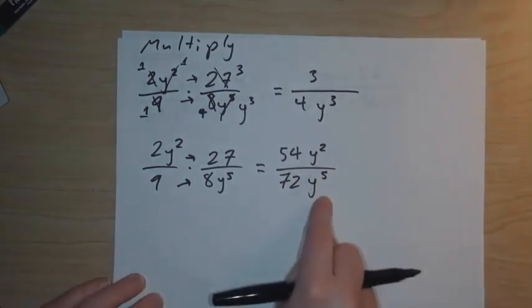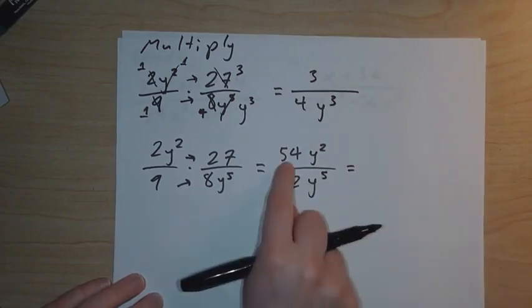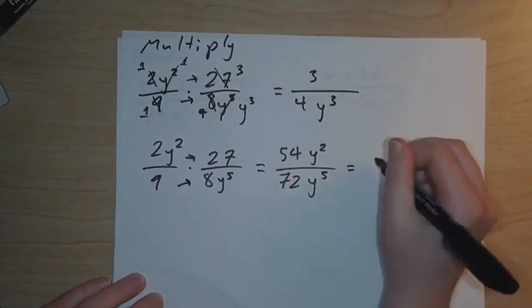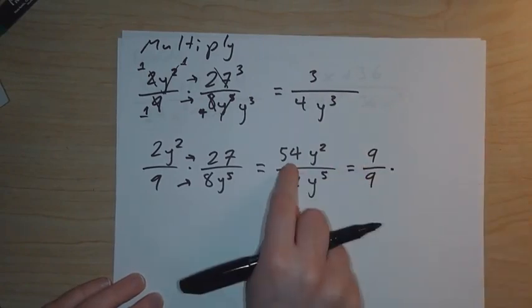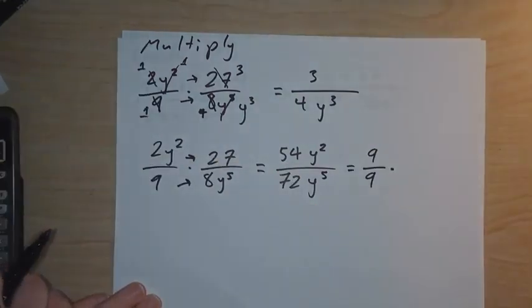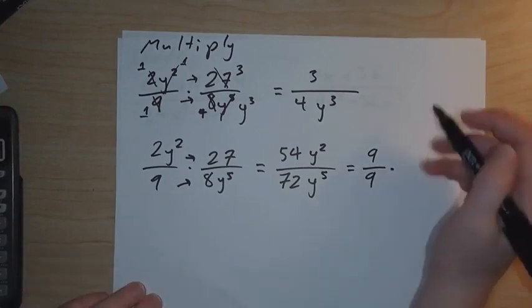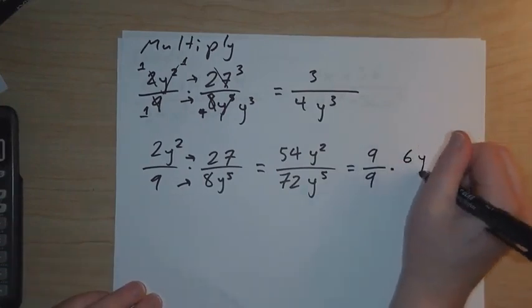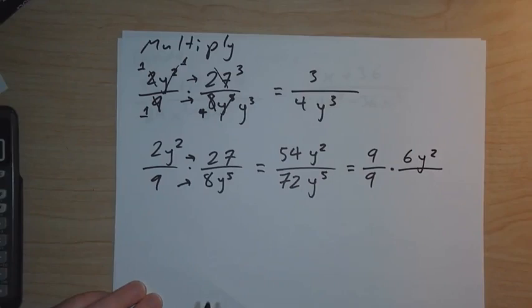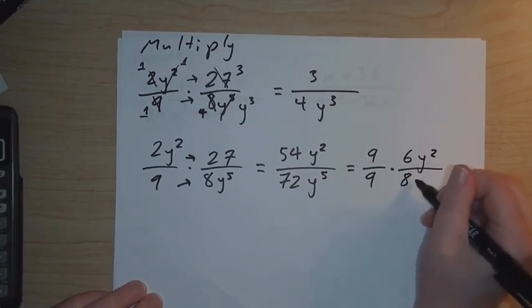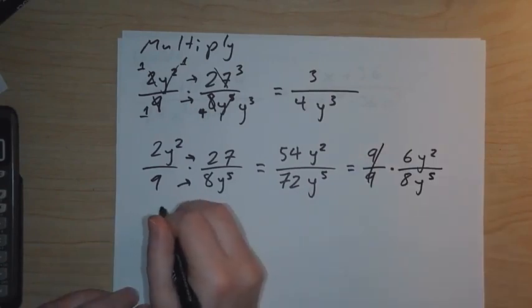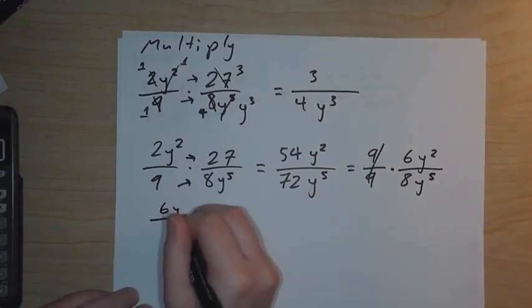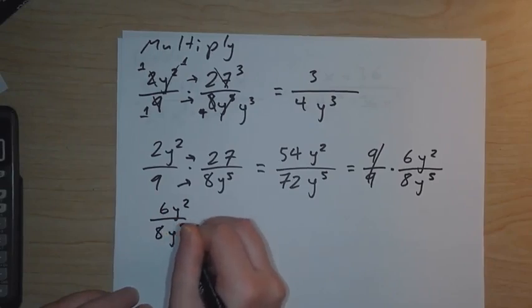And then you will simplify this fraction. We know that 9 is both in 54 and 72, so we'll take out 9 over 9. Taking out 9 from 54, you get 6. Should have known that. And taking out 9 from 72, you get 8. So this will cancel, and then we have 6y squared over 8y to the 5th.